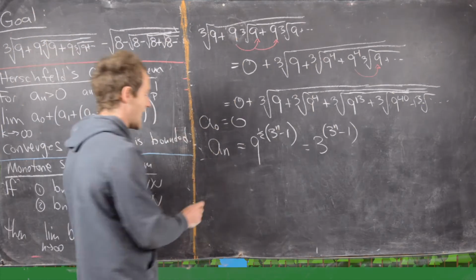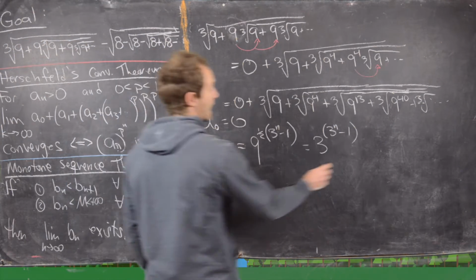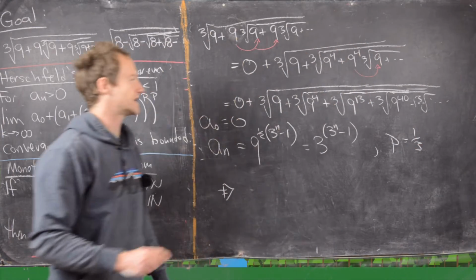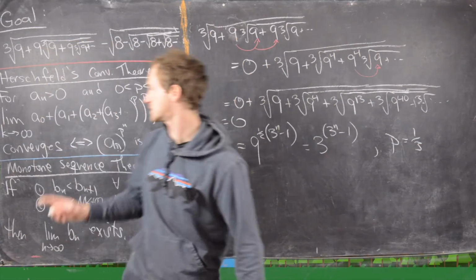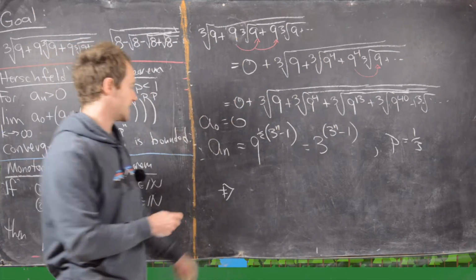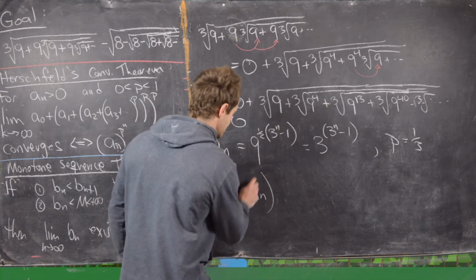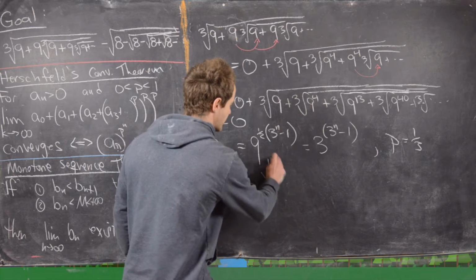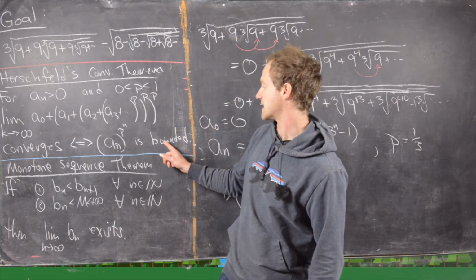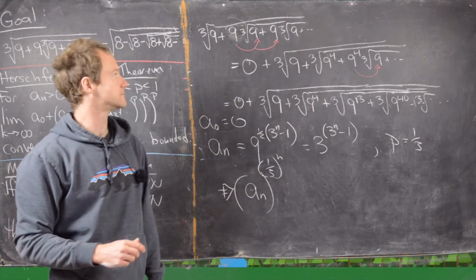Okay, but now, and I should say that in our case here, p is 1/3 because we're continually taking cube roots, which is the same thing as taking 1/3 powers. So now we can look at a_n to the 1/3 to the n, which is what we need to look at to decide if this thing converges or not.